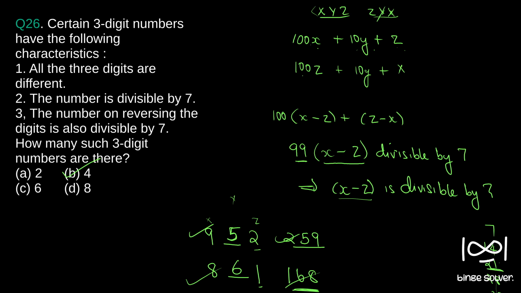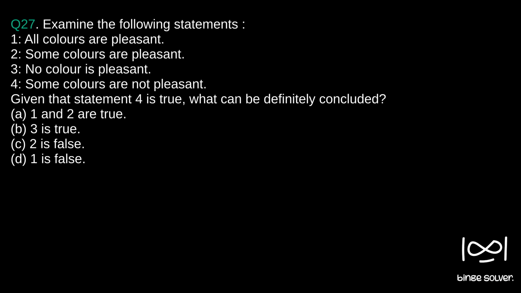Next question, question 27. Examine the following statements. 1: All colors are pleasant. 2: Some colors are pleasant. 3: No color is pleasant. 4: Some colors are not pleasant. These are the 4 statements given. Given that statement 4 is true, what can be definitely concluded? So it is given that some colors are not pleasant is true. So what other conclusions can we make is the question. So we'll check each one.